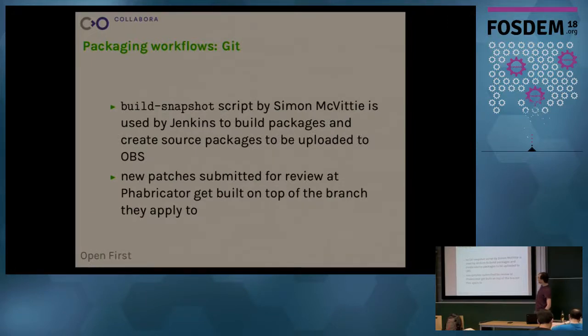We use a tool called Build Snapshot, written by Simon, which just creates releases out of Git branches, and if it's work in progress, not tagged as a proper release, it just builds a package which has this funny Git revision number in the version, so that we can see it's a development version. And well, every time new patches are submitted at Fabricator, they also get applied and built by Jenkins.